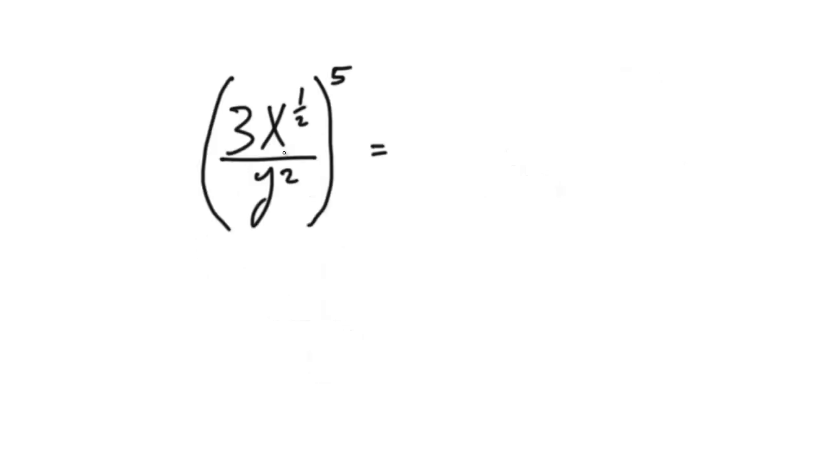Alright, let's take a look at this example. We have 3 times x to the 1/2 divided by y to the 2nd, and all of that inside a set of parentheses, and that's being raised to the 5th power. So what we have to do is take this 3 and raise that to the 5th power. So that will give us 3 to the 5th. Okay? And the next thing is to take this x to the 1/2 and raise that to the 5th power. So that'll give us x to the 5/2, because 1/2 times 5 gives you 5 over 2.